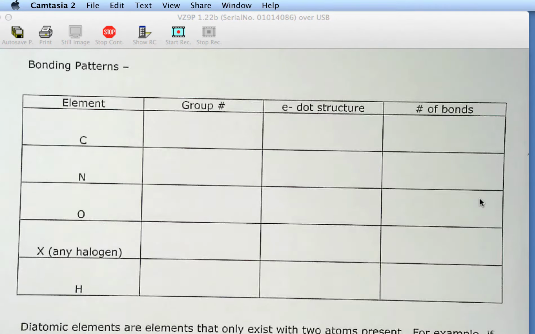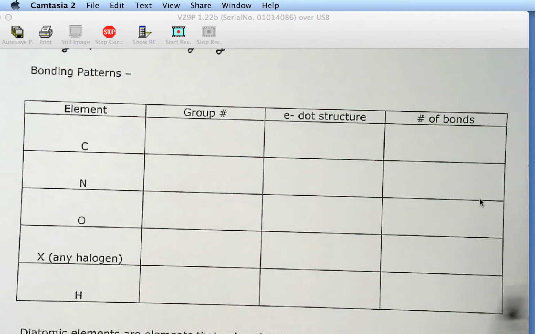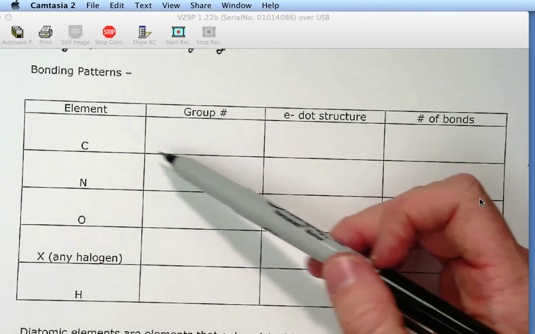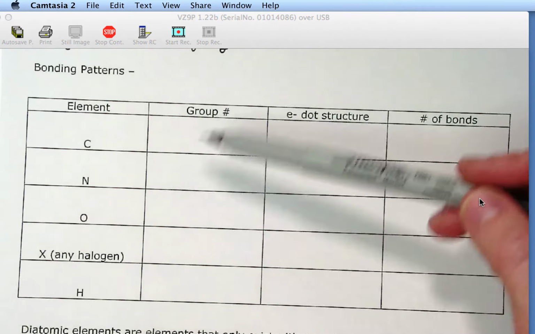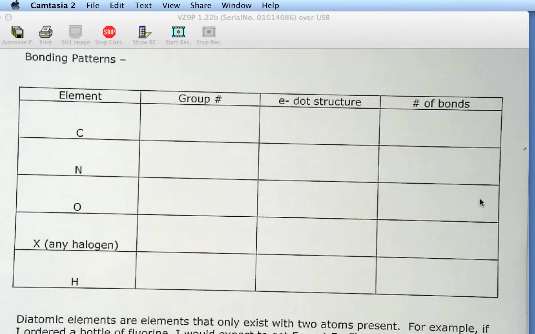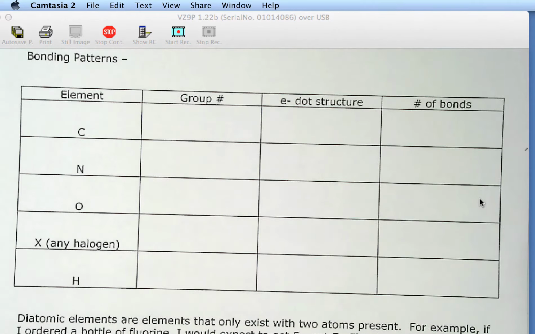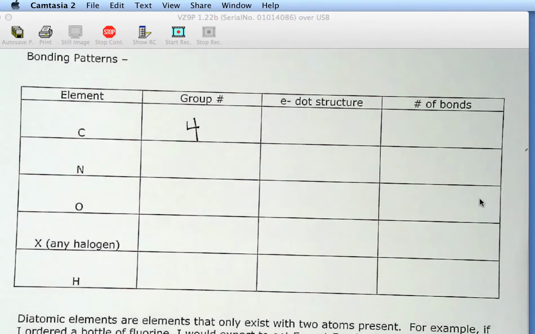You're welcome. Now, I have a little table of these bonding patterns. I'm giving an example of an element in that group. That applies for that whole group, so you can extend that. So carbon is in group what? 4. What would carbon's electron dot structure look like?